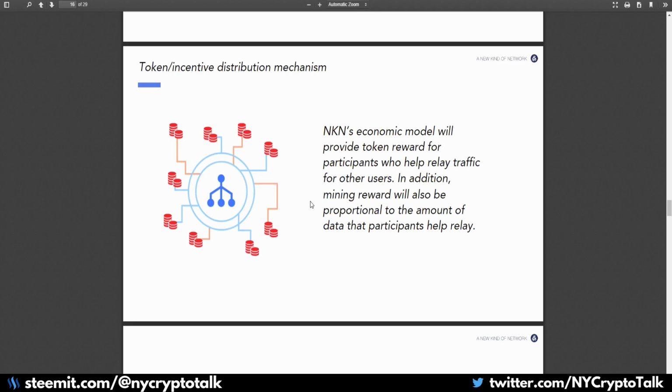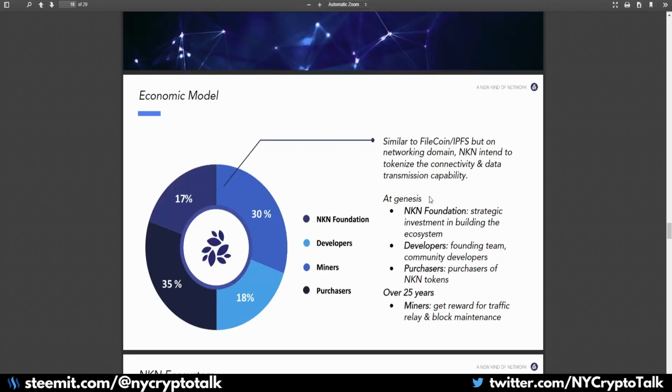So there will be two different types of token incentive distribution. One is for sharing your data or relaying the traffic for other users, as well as a mining reward depending on the proportion of the amount of data that participants help relay. So it will be similar to a proof of work model, but at the same time it will also be a sharing distribution model where if you share your network utilization, that information will go to another person and you'll get paid in NKN tokens. They plan on locking up 30% of the tokens for miners over the next 25 years that will get rewarded for traffic relay and block maintenance.